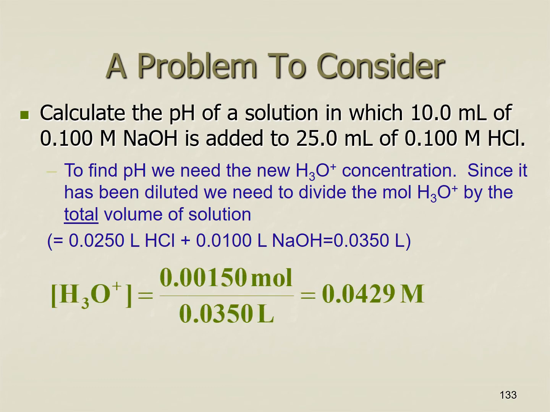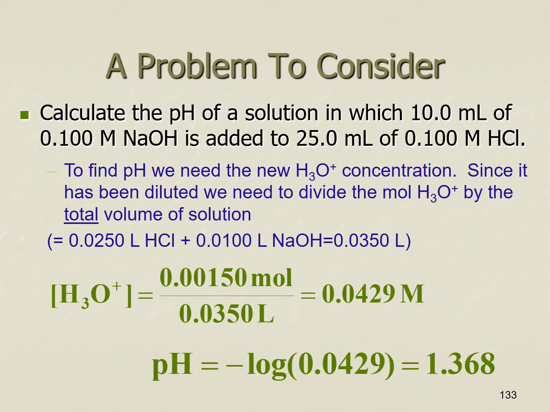So our H3O plus concentration is what's left over of the acid after the reaction, 0.0015 moles, divided by the total volume, because it's been diluted a little bit. And we find out that the concentration of H plus now is 0.0429 molar. Started out as 0.1 molar, but now it's 0.0429. So now if we take the negative log of that, we find out that the pH is 1.368 or 1.37. So it's definitely gone up.